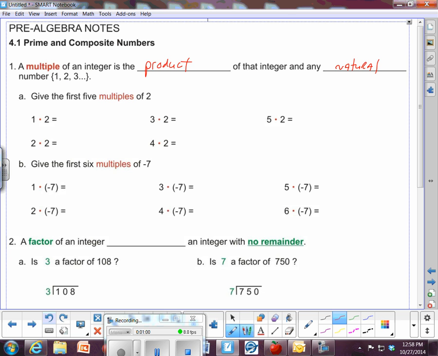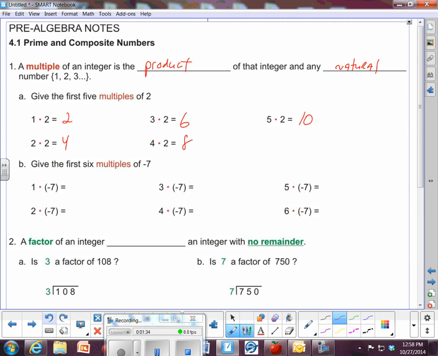And so maybe you'll see a question like this. Give the first 5 multiples of 2. Pretty simplistic thing. If you look here on the left, first one, you're going to do 1 times 2, and you're going to get 2. Second multiple, 2 times 2, and you're going to get 4. Third multiple, 3 times 2. Fourth, 4 times 2. And the fifth, 5 times 2. There are the first 5 multiples of 2.